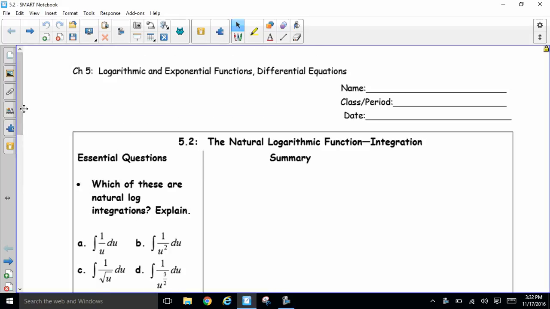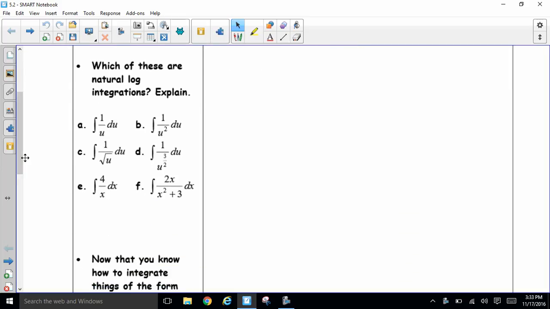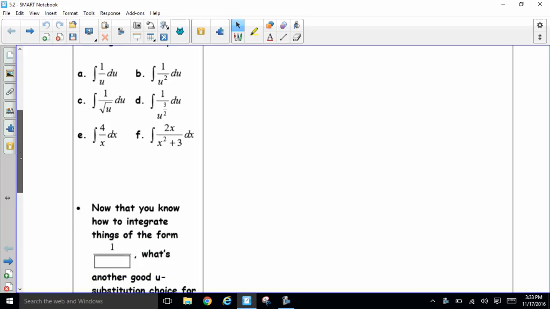Okay, so for 5.2, we're going to take a look at the natural log function and specifically what things we would integrate to end up getting a natural log function. So, the first essential question has you looking at all these different integrals, because sometimes as we're getting ready to review and test, we don't remember exactly what forms are going to turn into natural log when I integrate, and which forms I just use old rules for. So that's why that's an essential question.